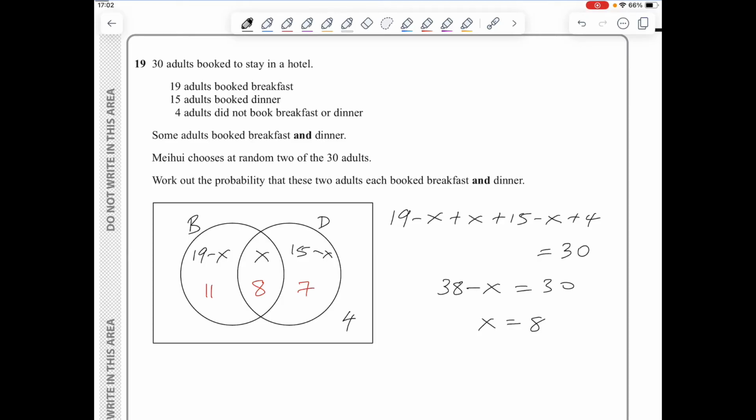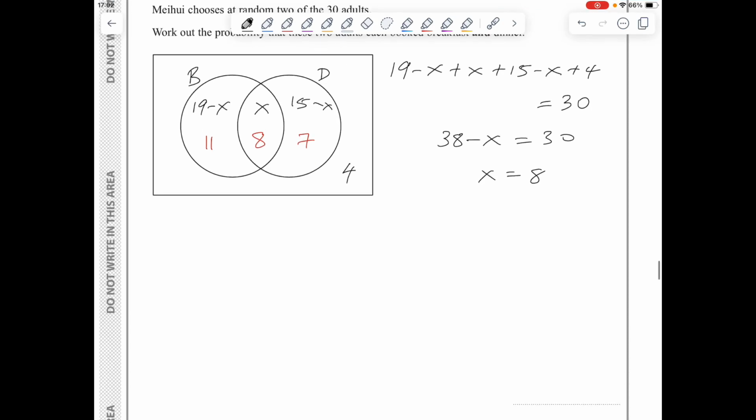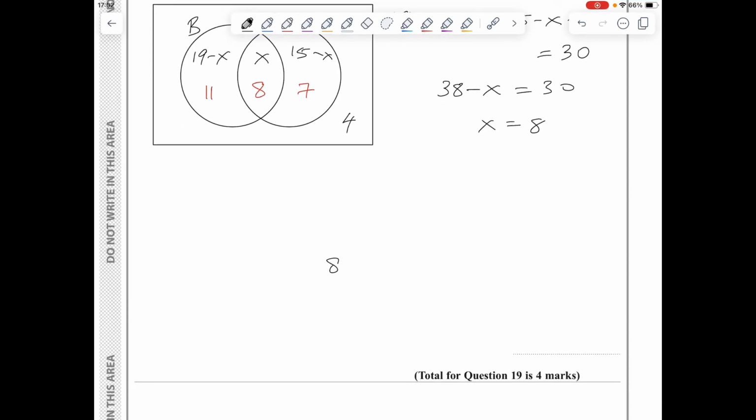Now I need to find the probability that the 2 adults selected each booked breakfast and dinner. Now note, when I select an adult, I cannot select the same adult twice. So it's as if I'm selecting without replacement. So this probability will be equal to 8 over 30 times 7 over 29, which once simplified gives me 28 over 435.